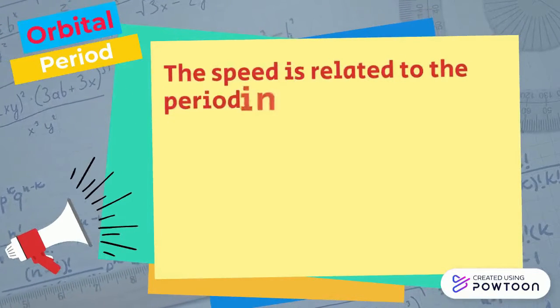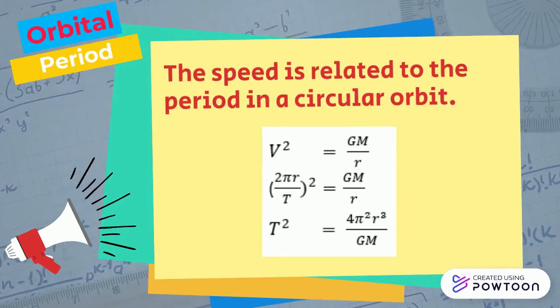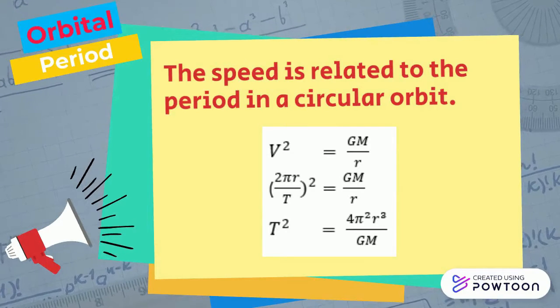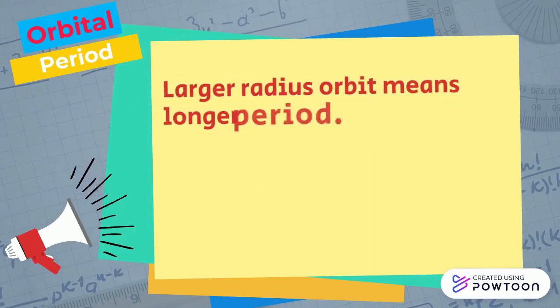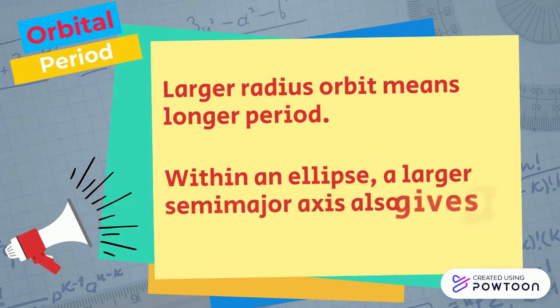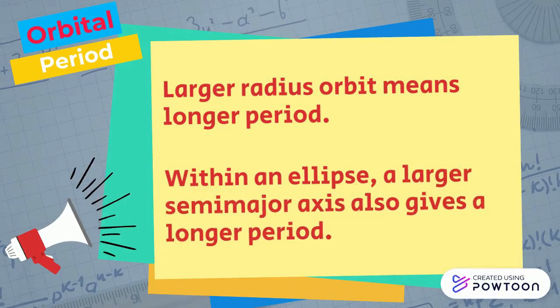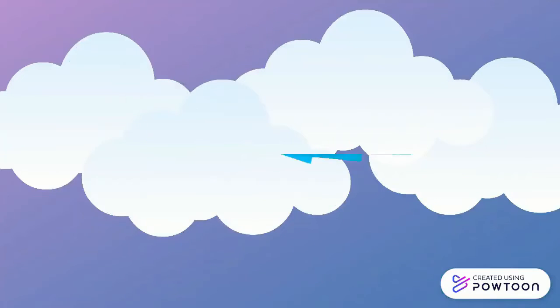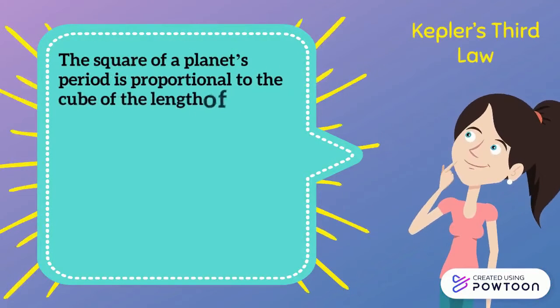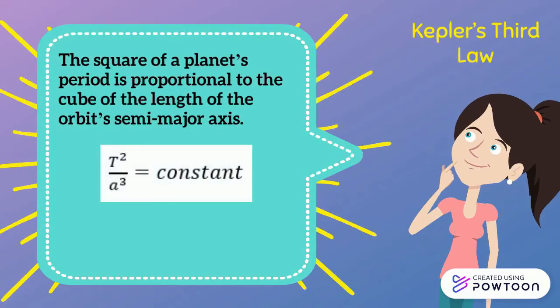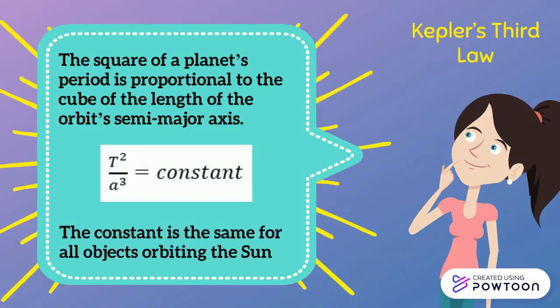The speed is related to the period in a circular orbit. A larger radius orbit means a longer period. A larger semi-major axis also gives a longer period. T² over a³ is equal to a constant. The constant is the same for all objects orbiting the Sun.